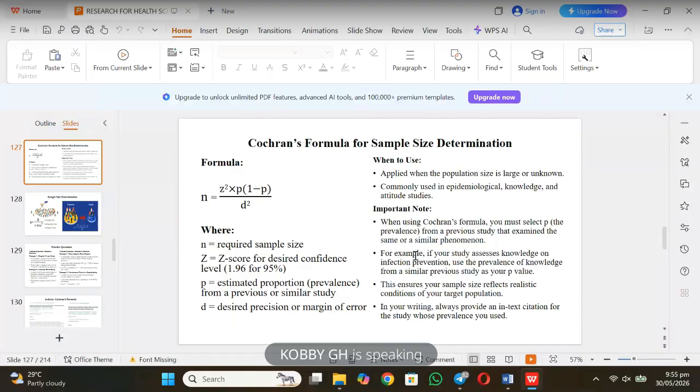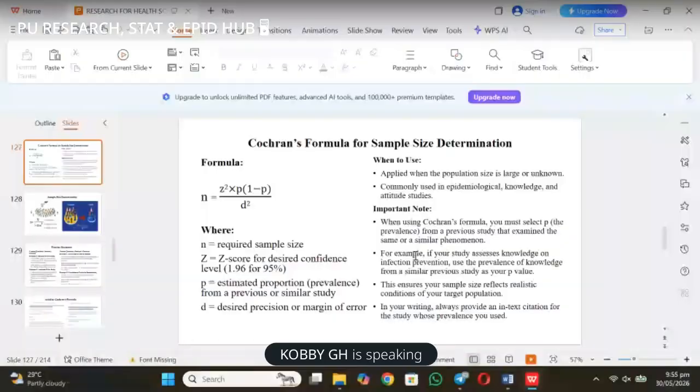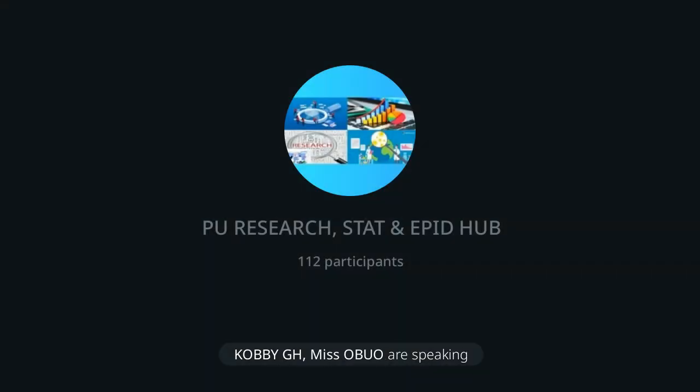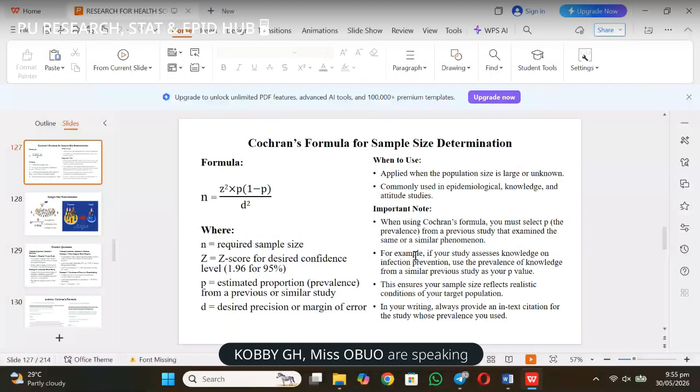When you see 95%, the D will be 0.05. When you see 90%, the D will be 0.1. Is that okay? The D will be 0.1.